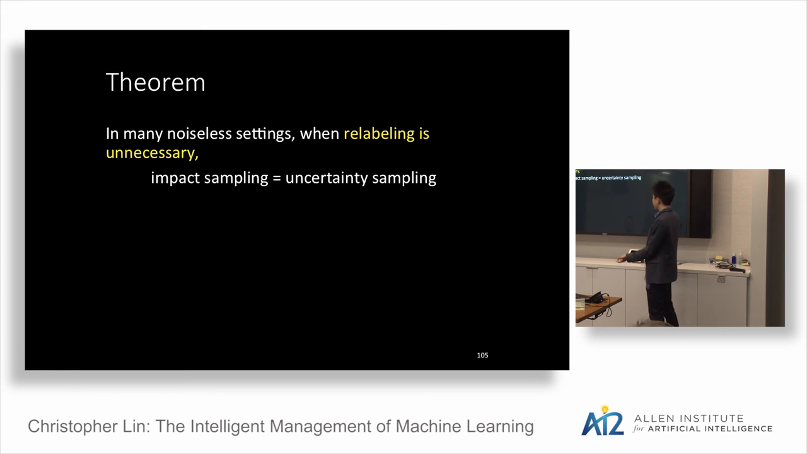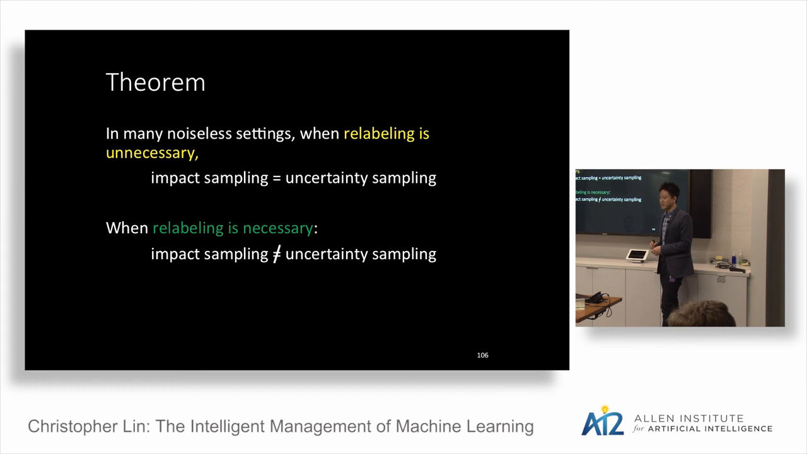Now, ostensibly, uncertainty sampling and impact sampling are doing two completely different things. They're optimizing for two completely different objectives, right? Uncertainty sampling says, let's pick the example that we're most uncertain about. Impact sampling says, let's pick the example that causes the most impact. But what we found was that in many noiseless settings, when relabeling is unnecessary, impact sampling actually does the exact same thing as uncertainty sampling. The key difference is that when relabeling is necessary, impact sampling does something different than uncertainty sampling. And so this sort of shows that impact sampling is in some ways a generalization of uncertainty sampling from the active learning setting to the reactive learning setting.